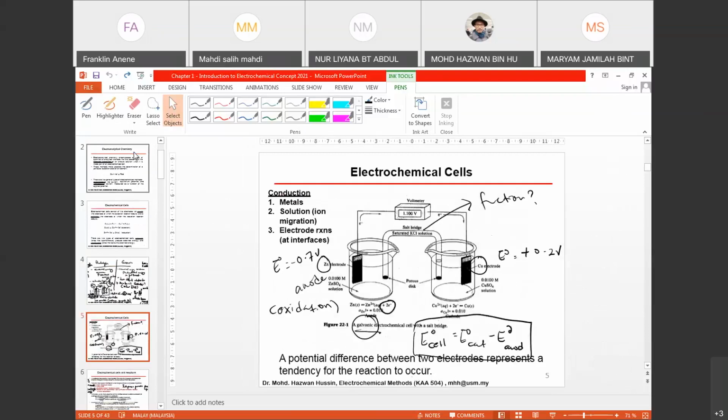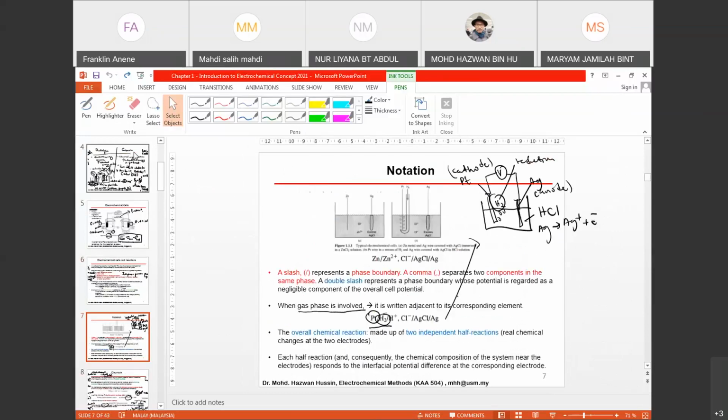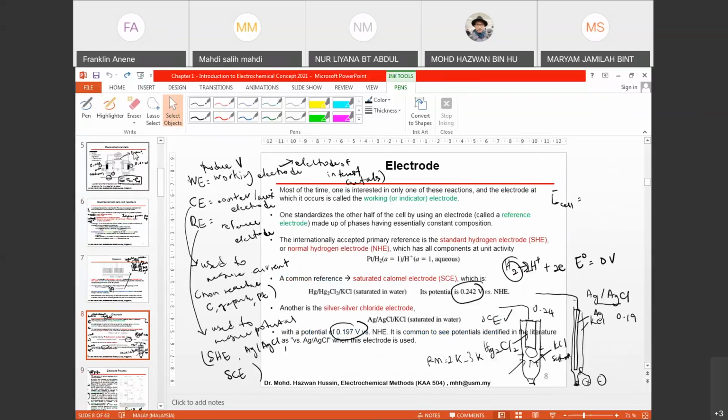There's also another thing on electrochemical cells: the requirements, and what the components of electrochemical cells are. We are talking about interface, electrolytes, notation, electrodes. Remember that for electrodes, we have three different electrodes. The working electrode is used as the electrode of interest, which in this case, if you want to study the behavior of a metal, then this will be your working electrode.